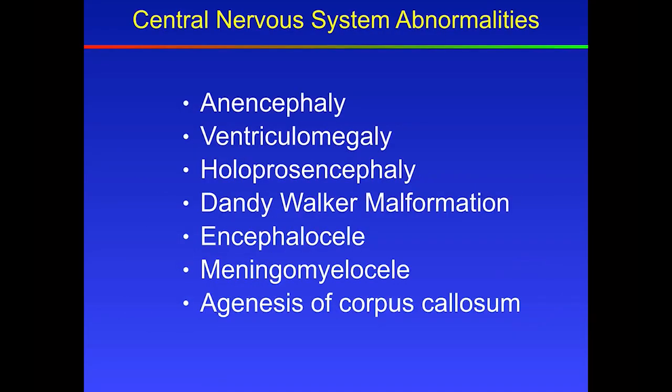in twins. So if you think about the CNS problems in the head that can lead to polyhydramnios, we think about anencephaly, ventriculomegaly, holoprosencephaly, Dandy-Walker malformation, encephalocele, meningomyelocele, and agenesis of the corpus callosum.